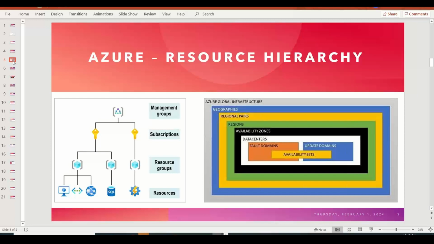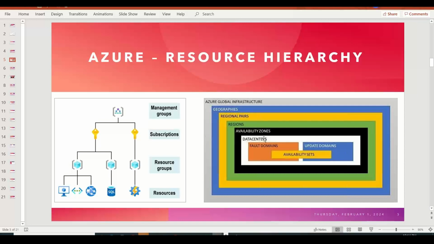So you have two different hierarchical arrangements. One is how the resources are arranged. So you have Azure global infrastructure, and within that you have a grouping called geographies. This is to meet the security, legal, and residency requirements of your data and your application related contents. And within that, you have a region pair. This is for disaster recovery. If one region goes down, you can have a DR location from a different region.